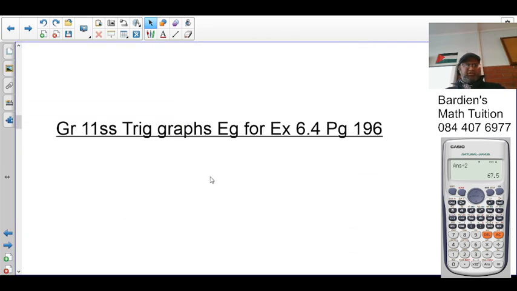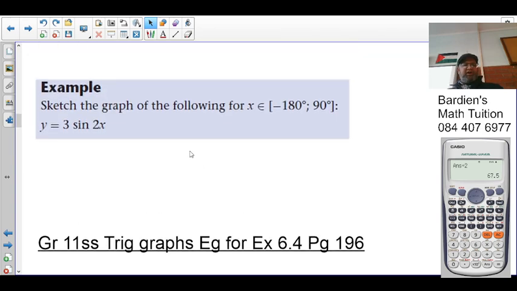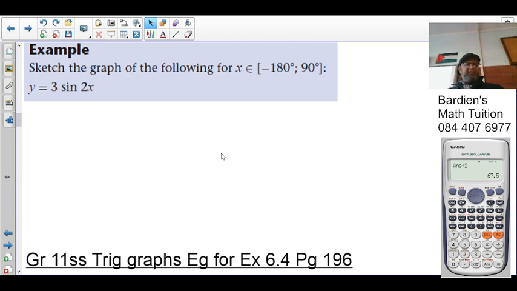So this one here, let's just draw this graph quickly. So here they want you to draw the graph of y is equal to 3 sine 2x, for x an element of negative 180 to 90. Okay, negative 180 to 90. Because it's a sine 2x graph, the sine graph is normally 90, so I'm going to make it steps of 45.